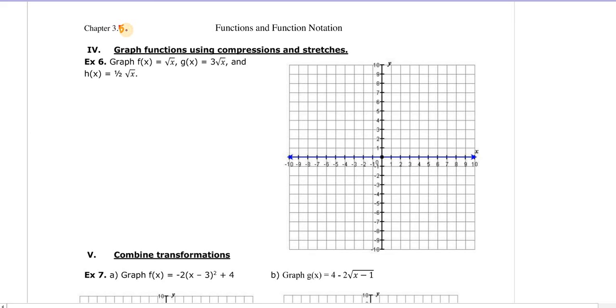Section 3.5, Graphing Functions Using Compressions and Stretches. In this section, we're going to study vertical compression and vertical stretching.